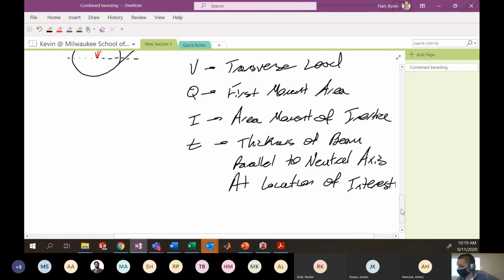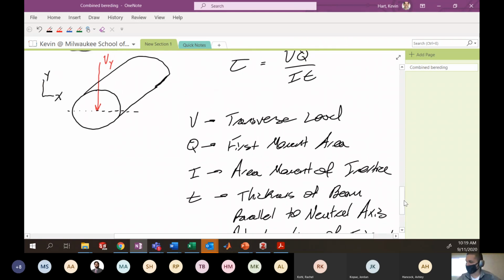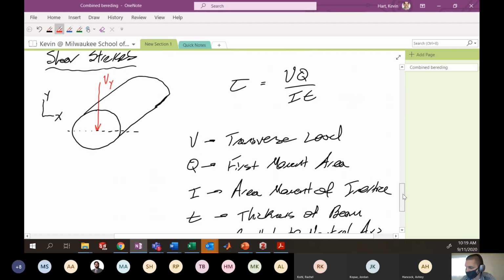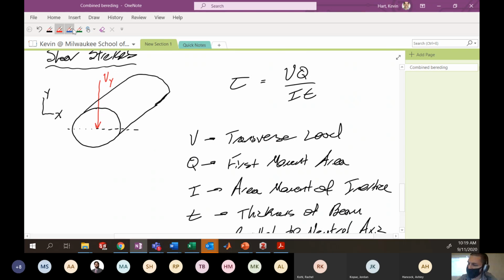Okay. So these terms are pretty explanatory. Transverse load, that's pretty obvious. That's the magnitude of the load that's coming across the face. Area moment of inertia is a geometric property of the cross section. You can look this up in tables. T is the thickness of the beam parallel to the neutral axis. We're going to talk about this in just a second. These two terms, T and Q, tend to trip the students up most of the time, so we'll dive in on those a little bit more and make sure that we're perfectly crystal clear on this.